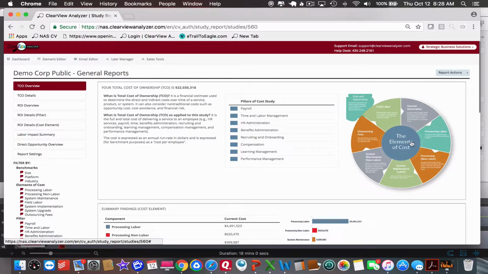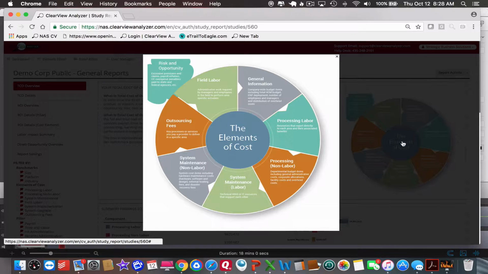Within each of these pillars, we leverage an element of cost structure, which is really the recipe of the costs that we produce and gather and put into these studies. And so let's go through those quickly just so that you understand what they are. There are 3 buckets of labor that we look at. The first would be the processing labor, which is people who report to these HCM departments. So it would be the payroll department, the benefits department, comp department, the recruiting and onboarding department, those kind of things.